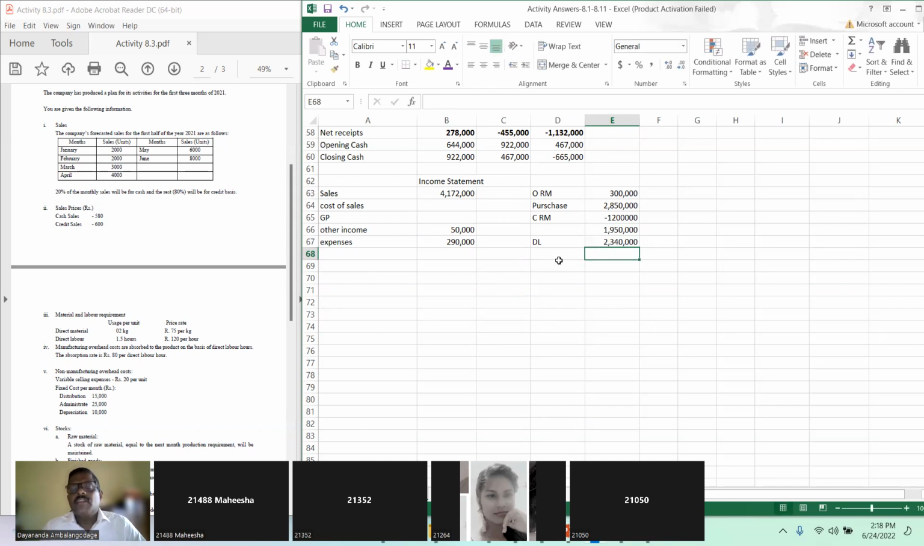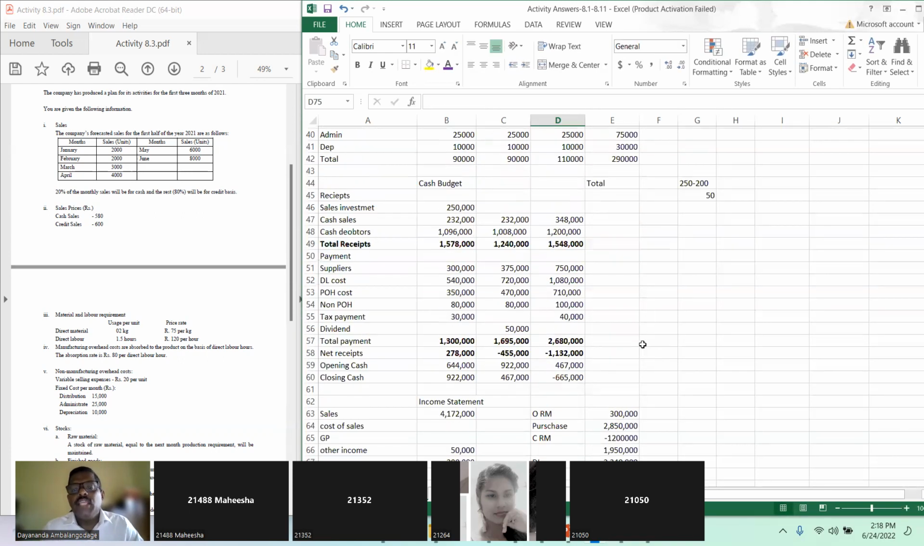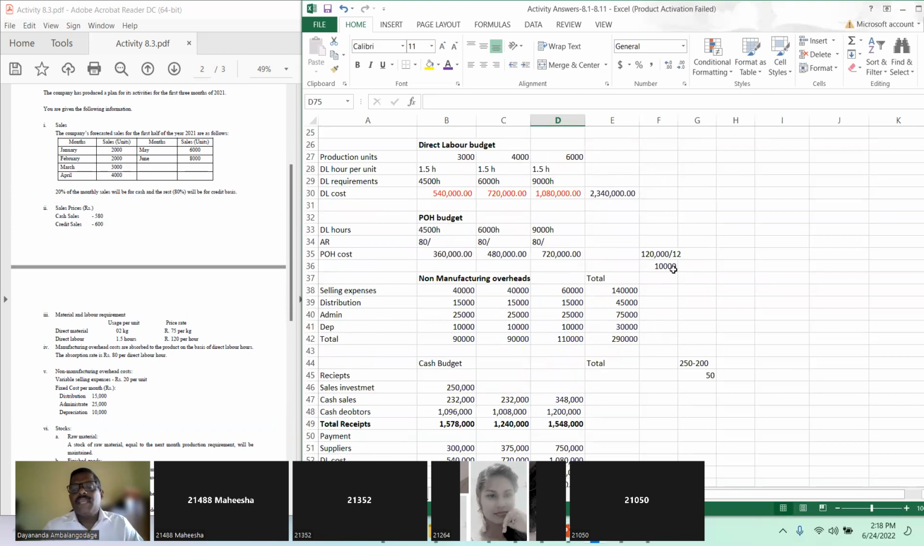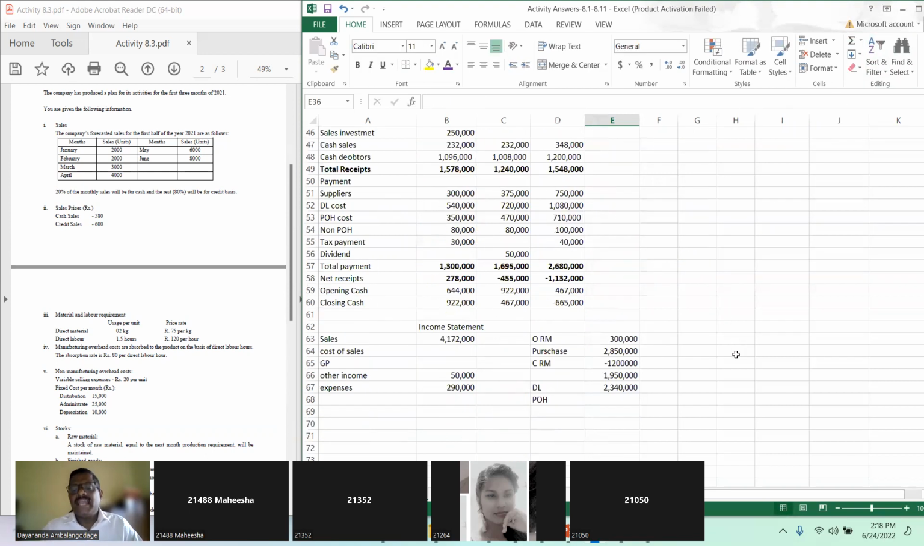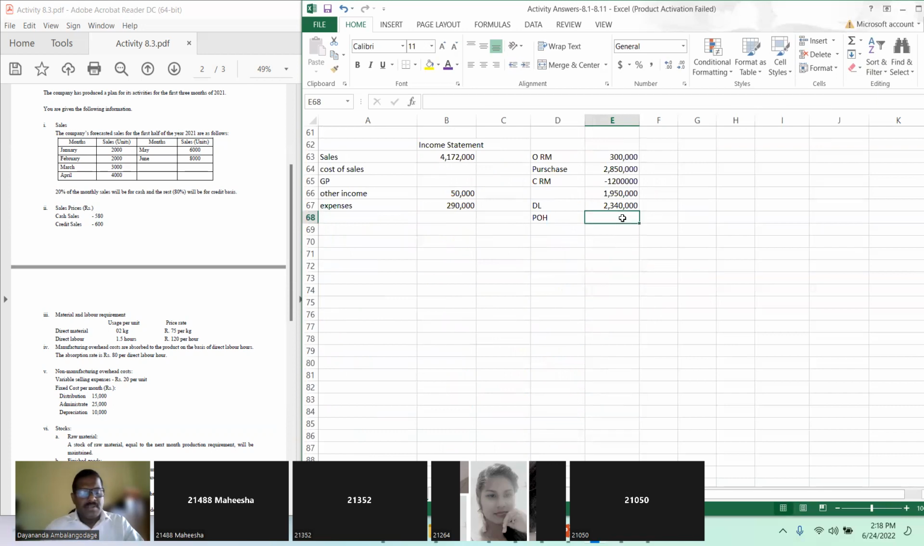Right? Direct labor, production overheads. Production overheads you have to take including the depreciation, which is this one, total production overhead. How much? 1,560.